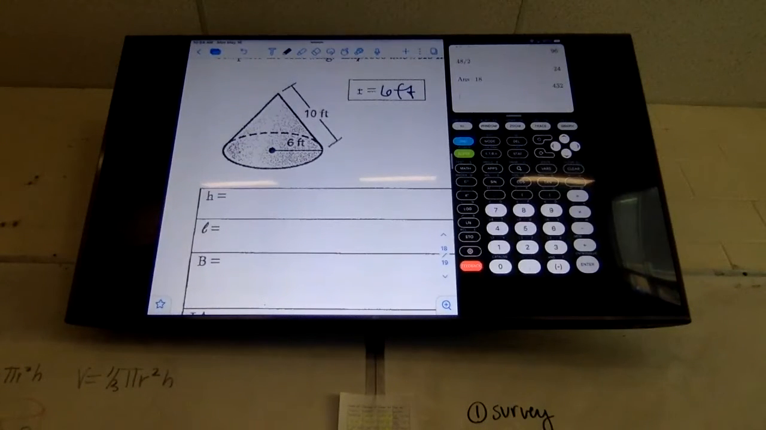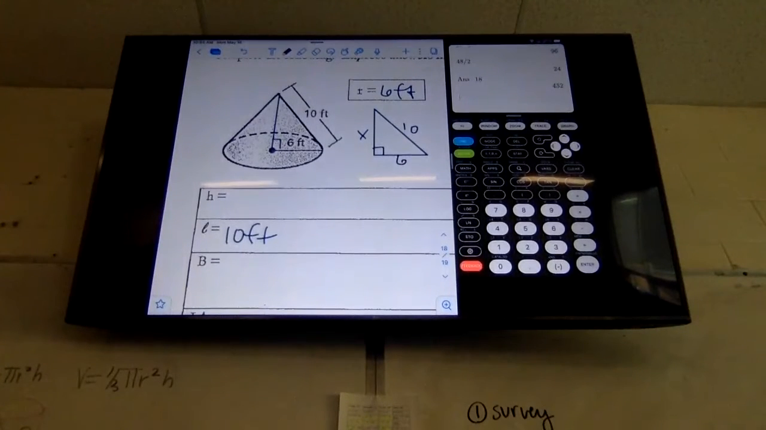What is 10? That's my L. That's my slant height. Good. 10 is at a slant, so that's my slant height. I'd have to drop a perpendicular down here in order to find my actual height. And this little right triangle would be X, 10, and 6.